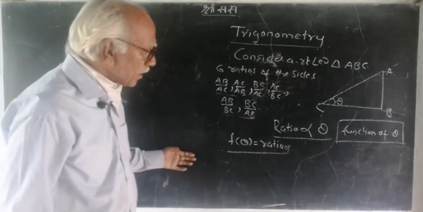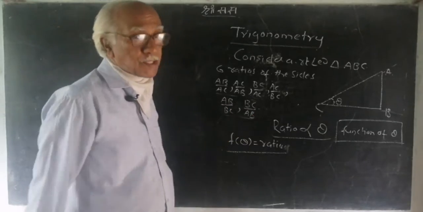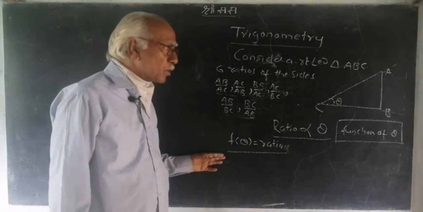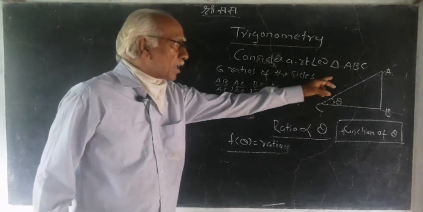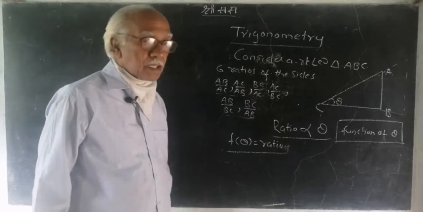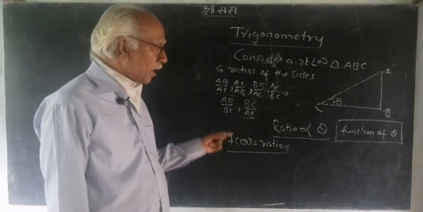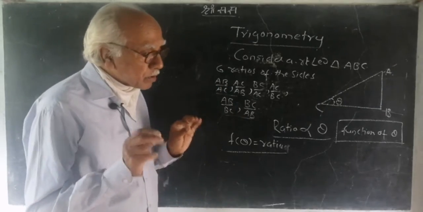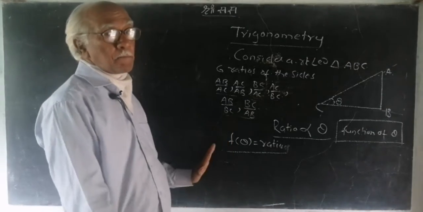However many ratios there are, that many functions will be with us. With respect to theta, if theta changes, automatically the ratios will change. So all the ratios are functions of theta. There are 6 ratios, therefore there are only 6 trigonometric functions.